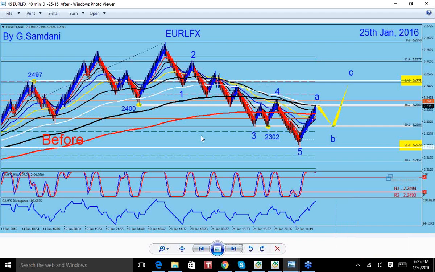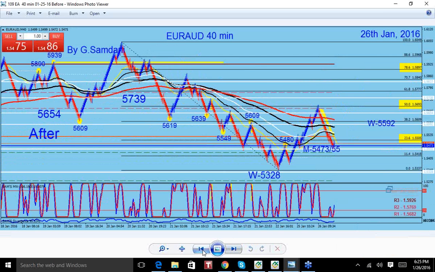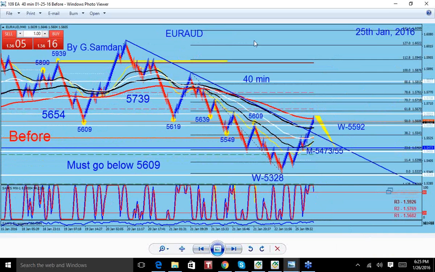So I made this chart here. Let me see if I can get... All right. This is Euro Aussie on the 25th of January. Based on that chart, I made the chart here that it is going to be coming down, and the target would be 54.73.55. So what happened?